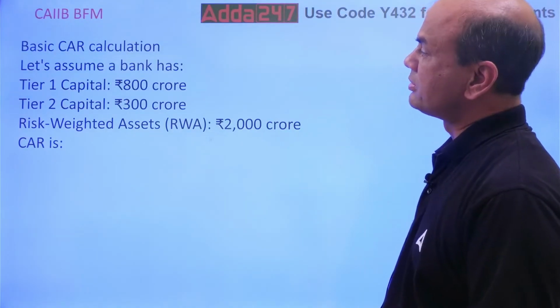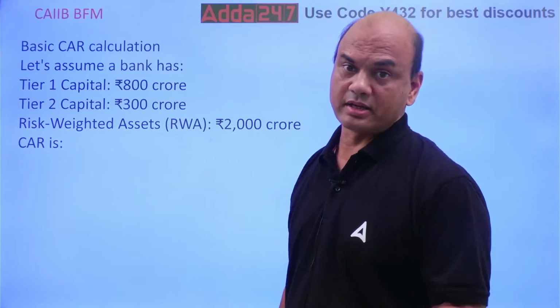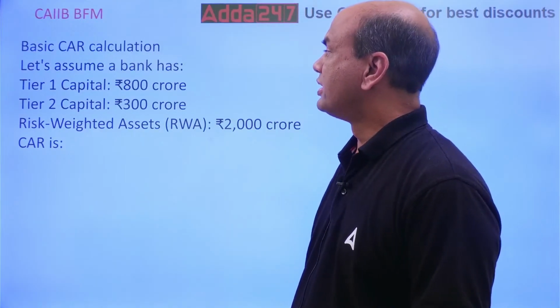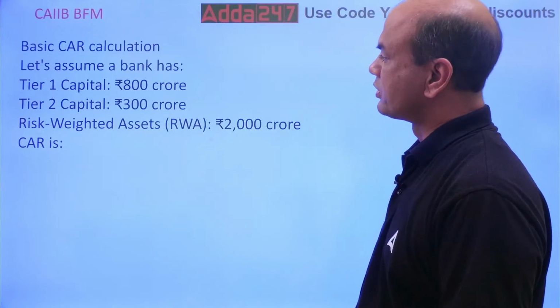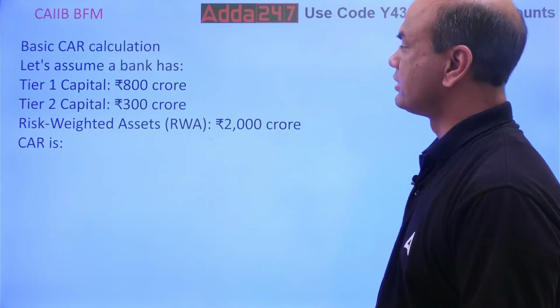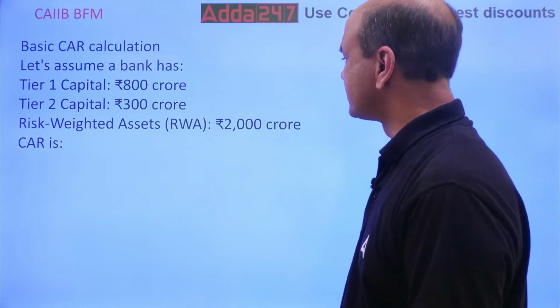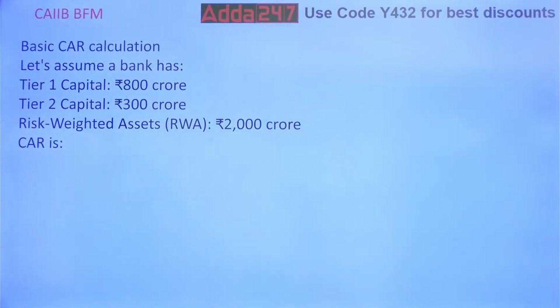A numerical on basic CAR calculation. CAR, you can call it CRAR or CAR, anything. Let's assume a bank has tier 1 capital of rupees 800 crores, tier 2 capital of 300 crores, and risk weighted assets of 2000 crores. Find the CRAR. This is the easiest one.